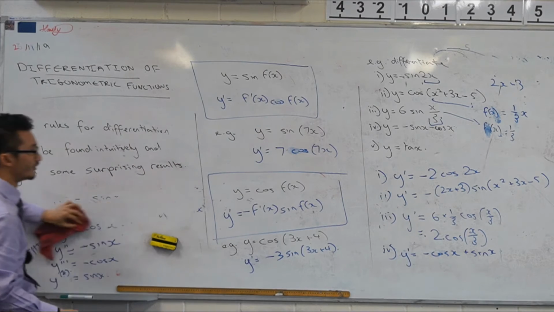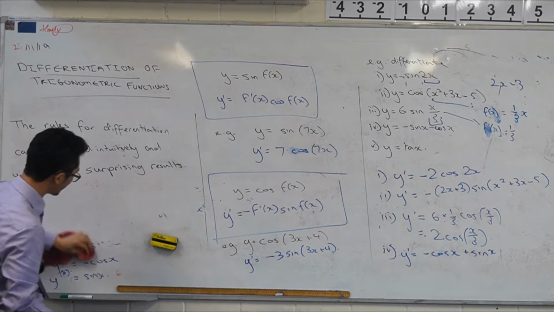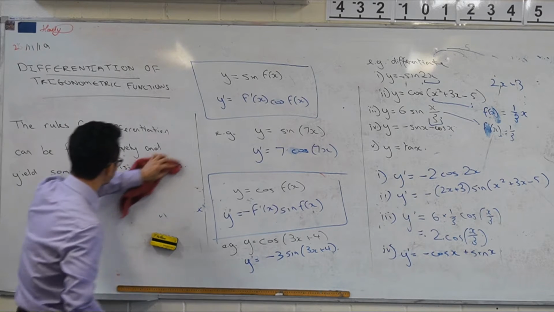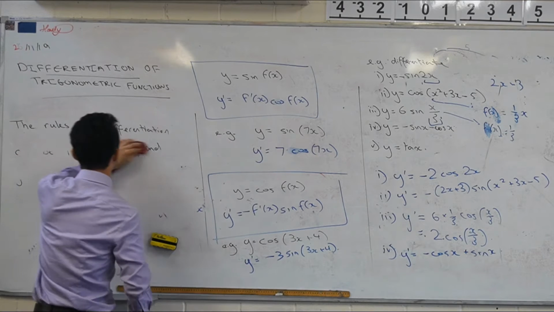Part 5, though, is different. Now, why is part 5 different? Well, I haven't told you what the derivative of tan is. But as a bit of a hint, we can actually work it out, just knowing what we have.